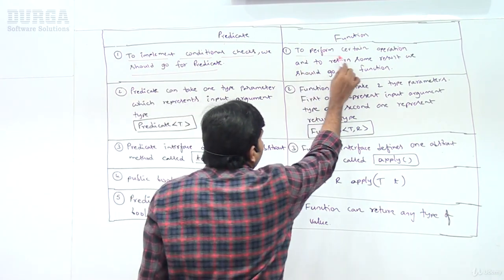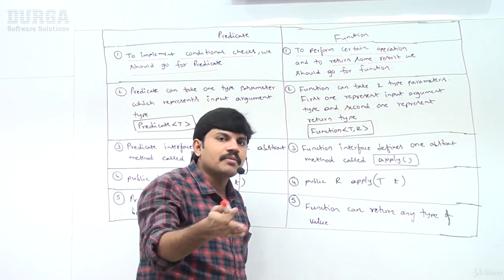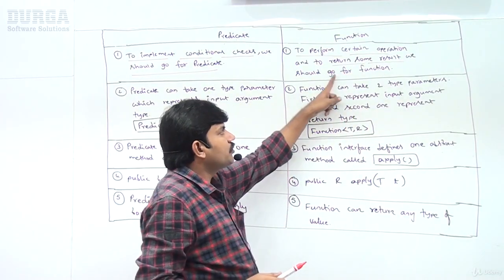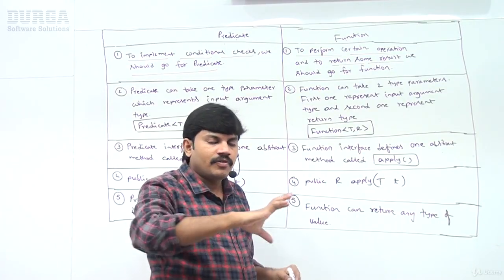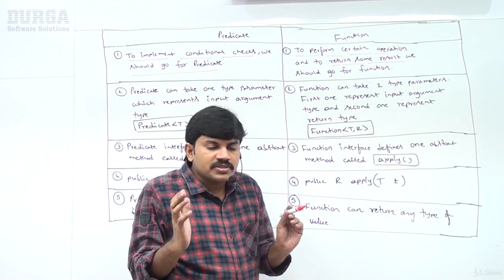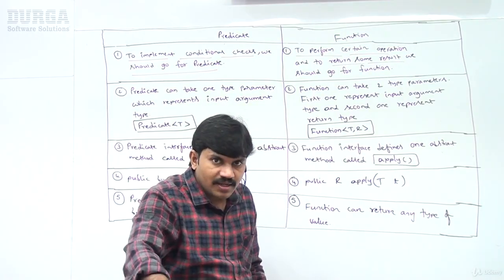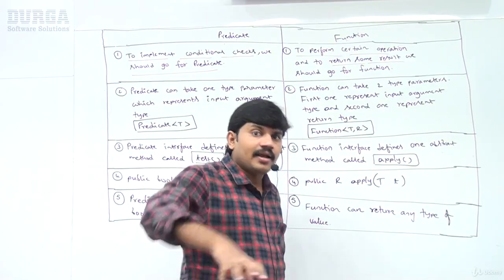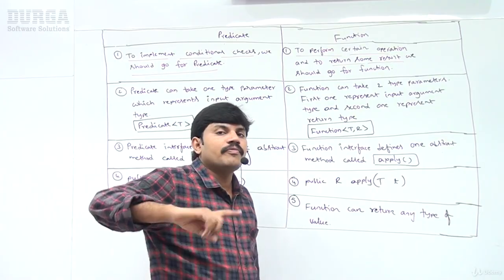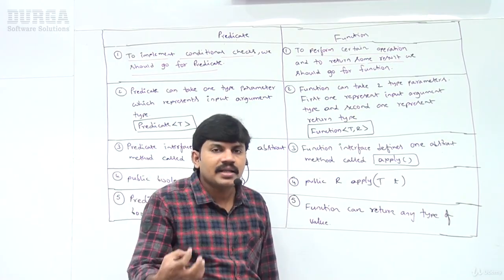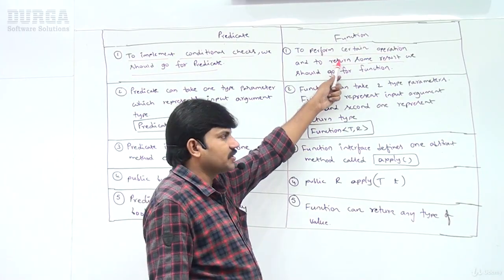Next, to perform a certain operation and to return some result based on that operation, we should go for function. Something like the average salary of all employees. First I have to find the salary of all, I have to evaluate the average salary, and that average salary I have to return. Have you observed, right? Return type need not be boolean type. I have to perform a certain operation and return the value based on that operation, then we should go for function.